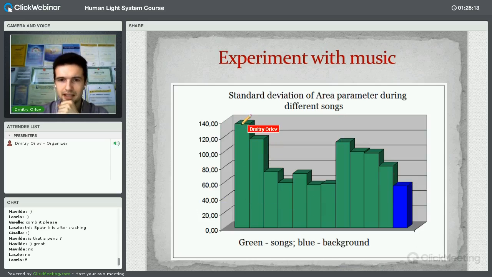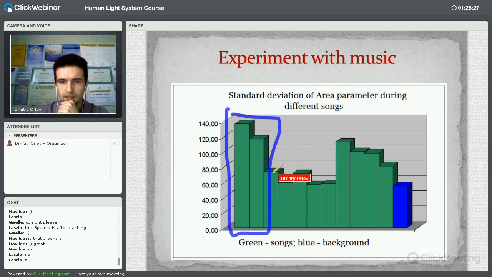It appeared that the standard deviation of the area parameter during different songs was different. The highest deviation was in the beginning of the first part of the concert, and then it lowered a little, shifted over one song, and then decreased almost to the same level as when there is nobody in the room. Then there was a coffee break, and in the second half the deviation of the signal was higher.